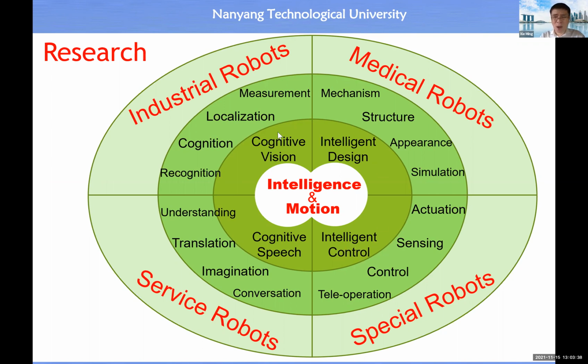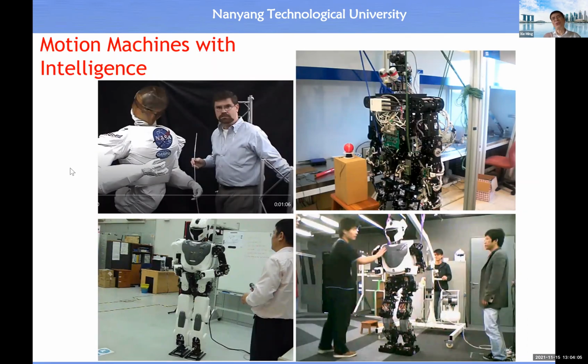Around these four pillars of basic research, I'm also doing applied research. And in terms of product innovation, my interest is mainly in industrial robots, medical robots, special robots, and service robots. Here, I would like to show you some videos about motion machines with intelligence inside. This video is for comparison purposes.